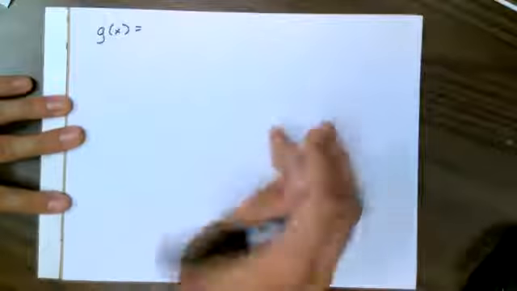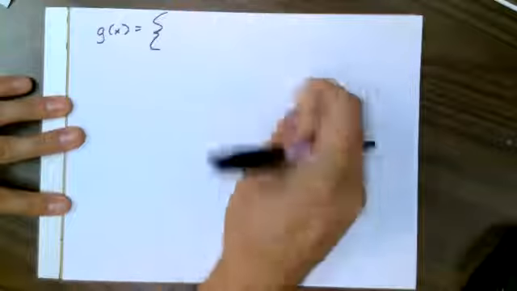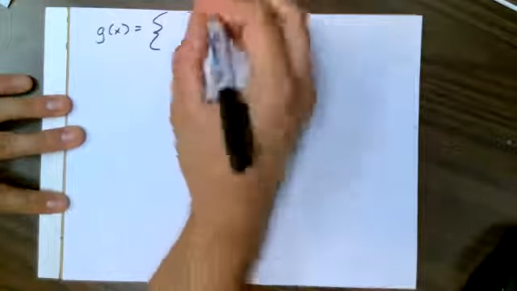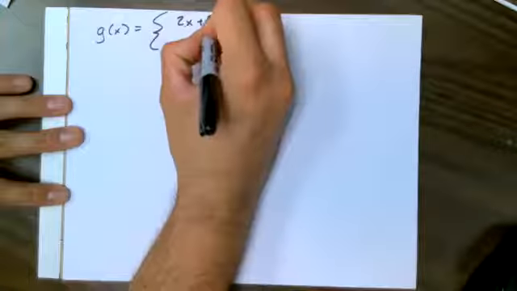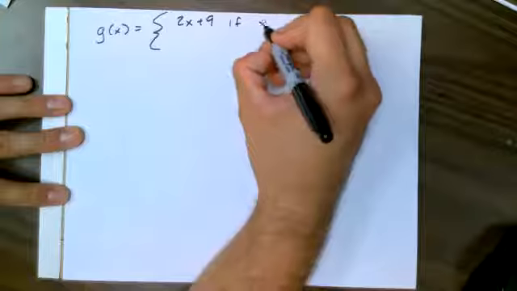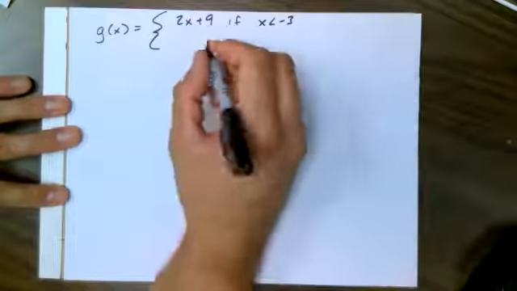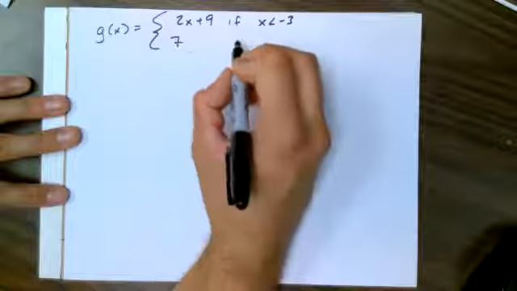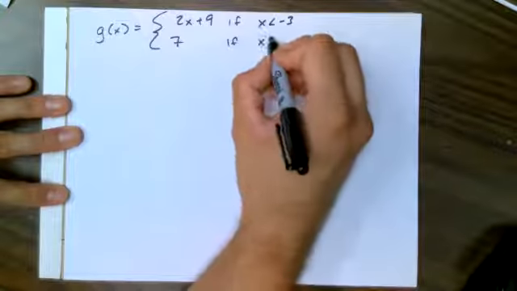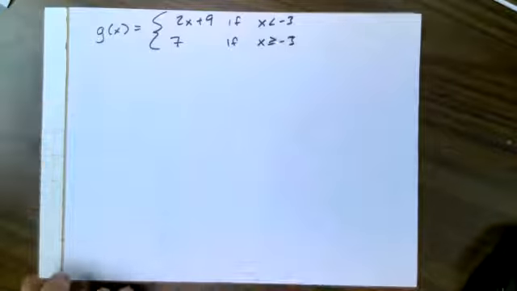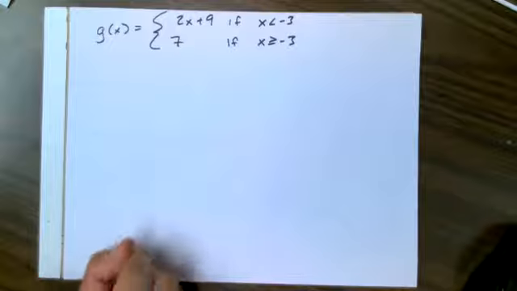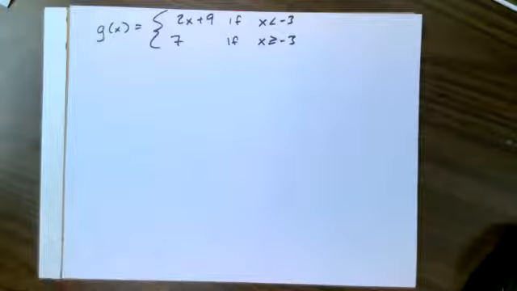And I'm going to steal some right from the book. Let's say we've got f of x, let's do g of x. G of x equals, we've got to use a squiggly bracket. But we're going to say it's equal to 2x plus 9 if x is less than negative 3. And then it's equal to 7 if x is greater than or equal to negative 3. Okay? This will be a lot like the homework.